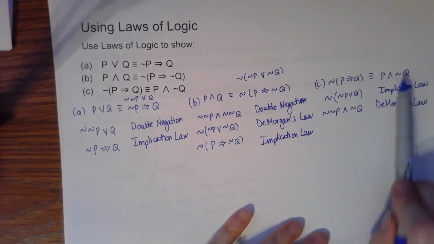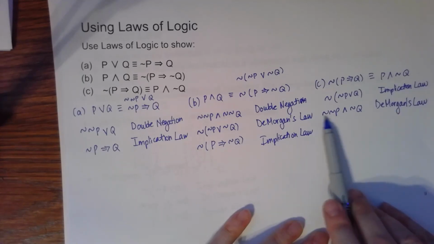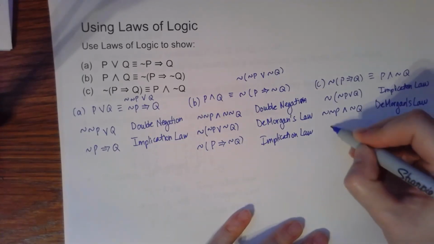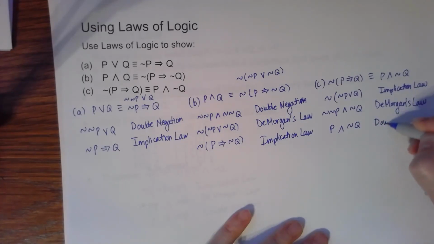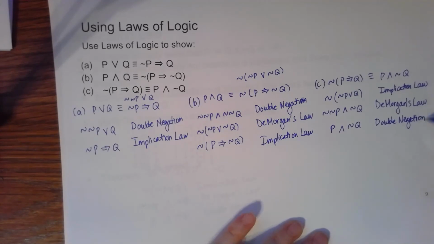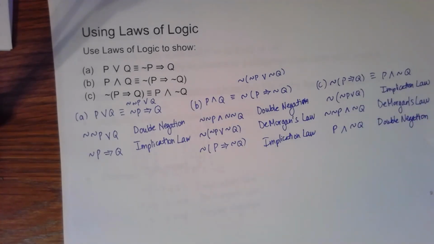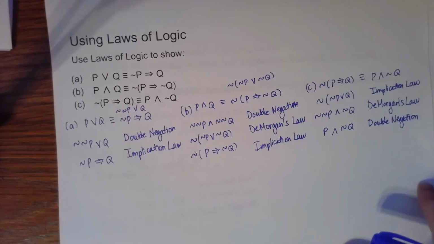And I'm really close to what I want, right? But I've got to replace this not not P with P, and that, of course, is double negation. So notice I've just used the same laws over and over again to prove these different logical equivalences. That's good practice for using them, and we can prove lots of different logical equivalences using the various laws.